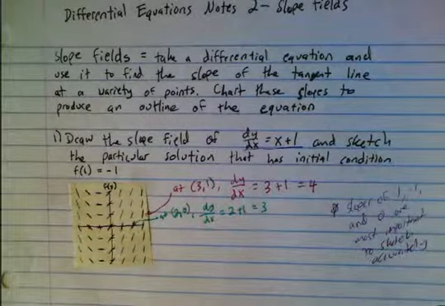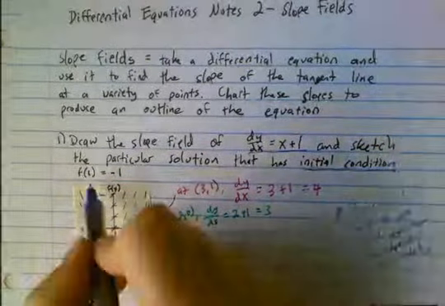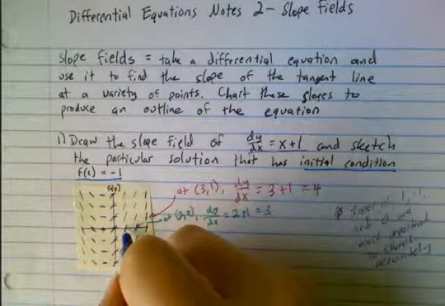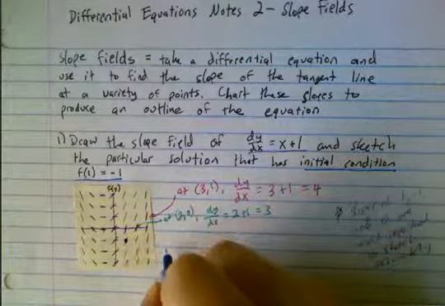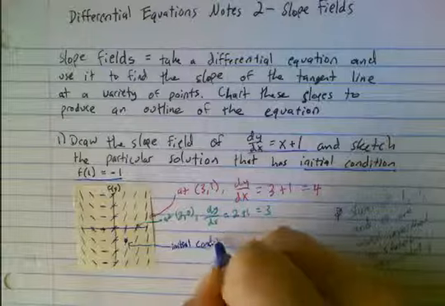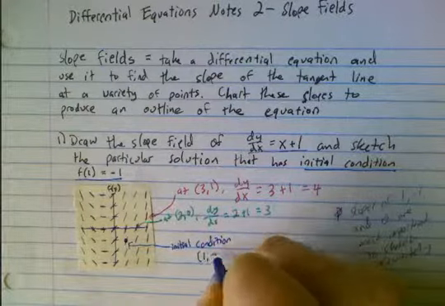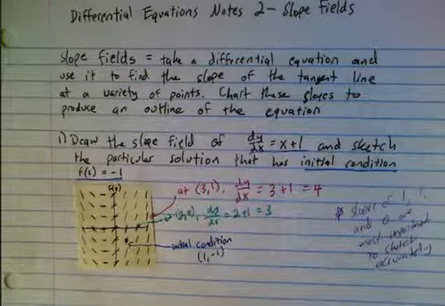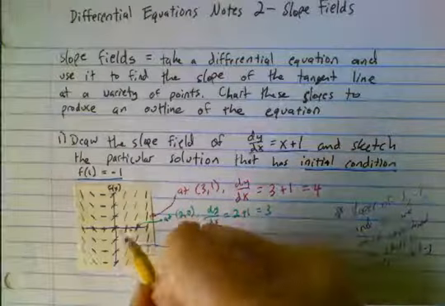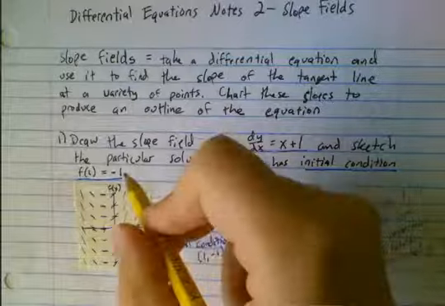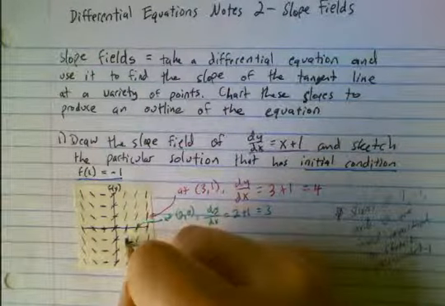So now the initial condition means this goes through the point 1, comma, negative 1. And all this initial condition means is that when we go to sketch the curve, the f of x, we're going to sort of follow these slope fields. The slope fields kind of tell us where to go. So for example here, the slope field, we're going this way.